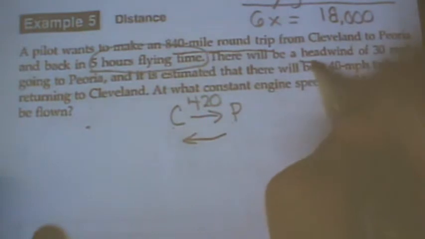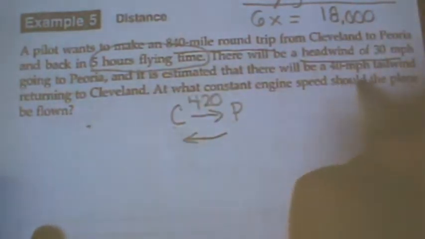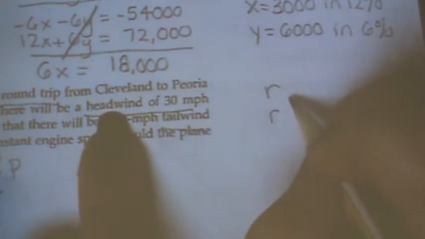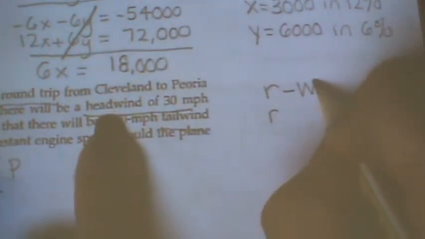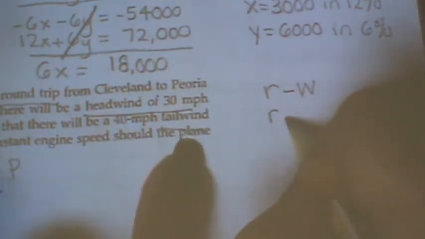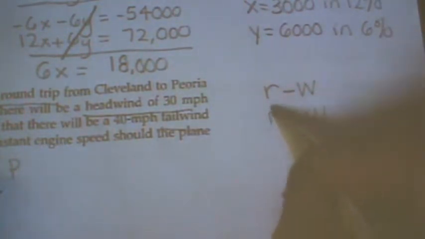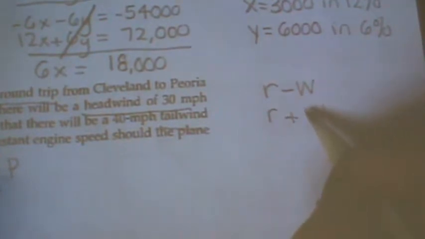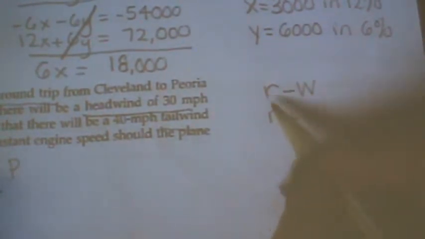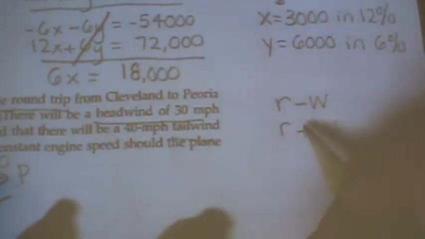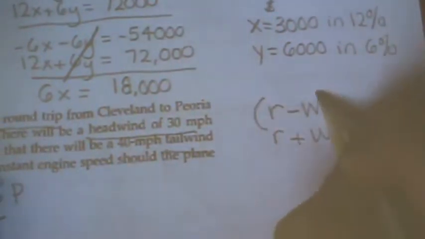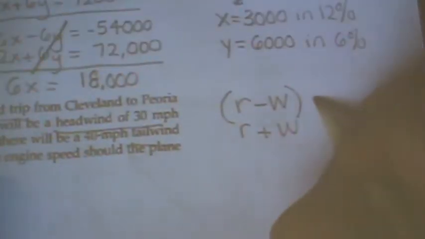Now, you guys remember headwind and tailwind? Oh, you hated that. Do you know what the difference is? Headwind is going to slow you down. True. Tailwind will speed you up. Do you know what R and W are? R is the speed of your plane and W is the wind that's changing that speed. So when it's headwind, you're going to do R minus W. This is headwind.